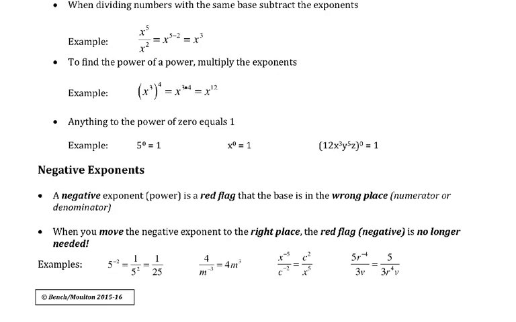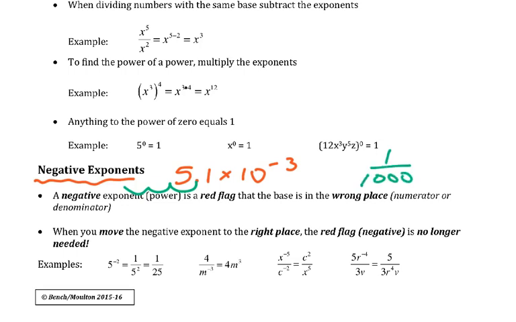Okay, the next thing we're going to talk about real quickly is negative exponents. Now you've seen negative exponents before when you've done scientific notation, like 5.1 times 10 to the negative third. And what that means is you're going to take the decimal and move it 3 places to the left. So basically you're multiplying by 1 over 1,000.